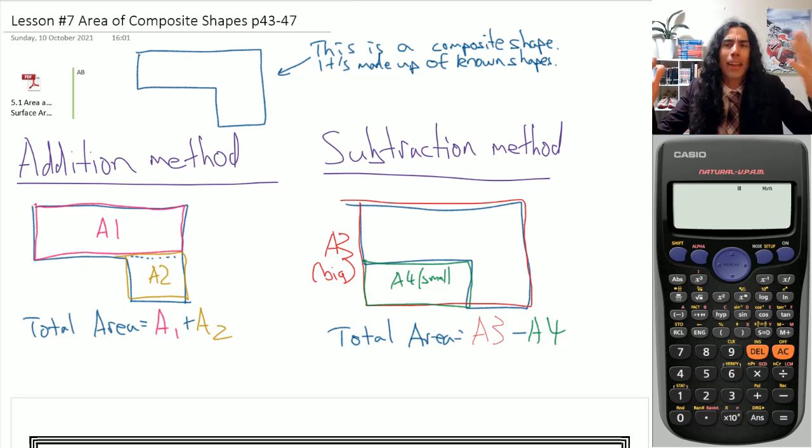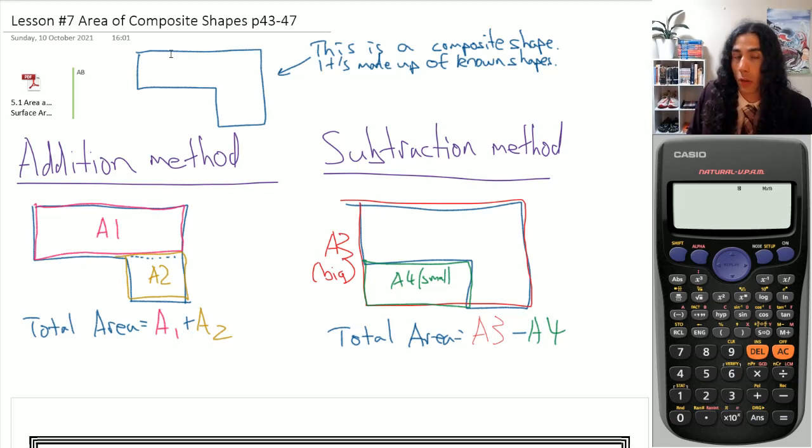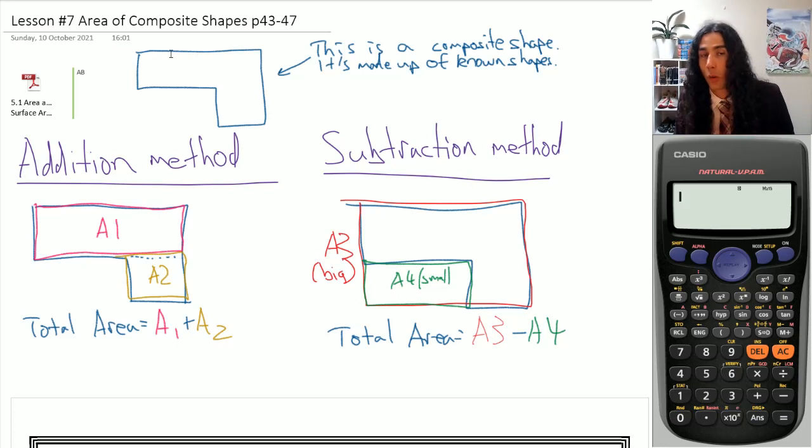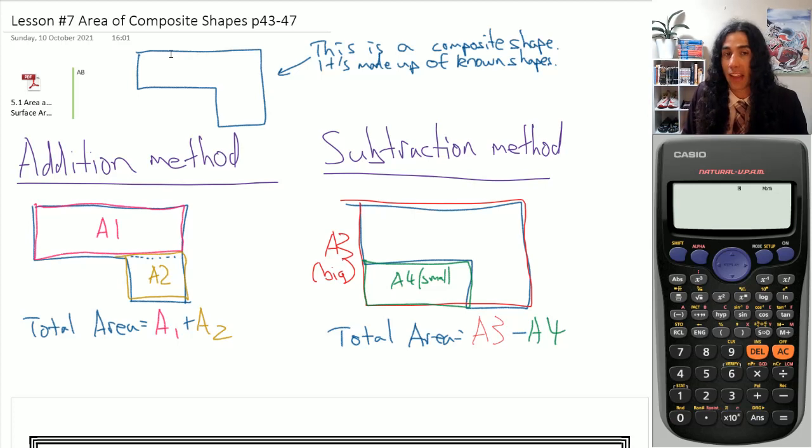So the topic is area and surface area, and we're moving on to shapes that are wonky. You can't find the area of this little weird shape I've drawn here with a simple formula, because it's not a rectangle, it's not a square. Look how many sides it's got, it's all over the place. But it's made up of things we know. It's made up of rectangles. So we split it into rectangles, and we can find the area of it.